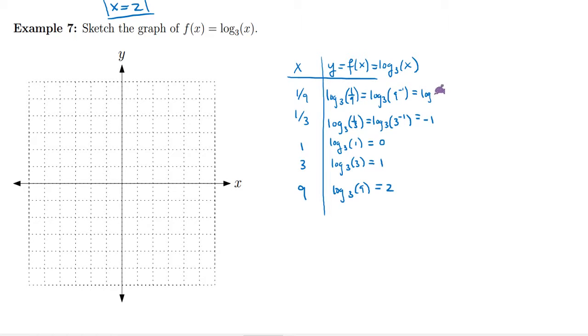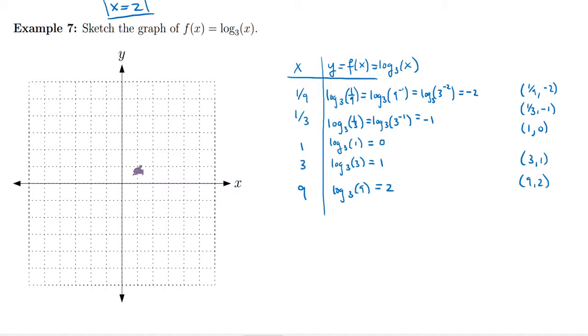Maybe it's a little easier if I actually simplify that. That's 3 squared to the negative 1. So that's negative 2. And now 3 to what power gives you 3 to the negative 2? Well, that'd be negative 2. Okay, so now we have some points, right? So our coordinates for our points that we can plot are the following. 1/3, negative 1; 1, 0; 3, 1; and 9, 2.